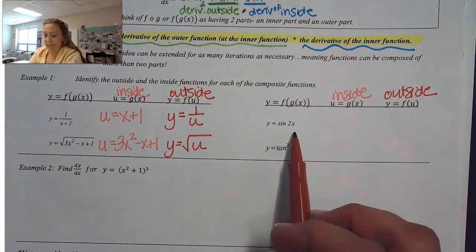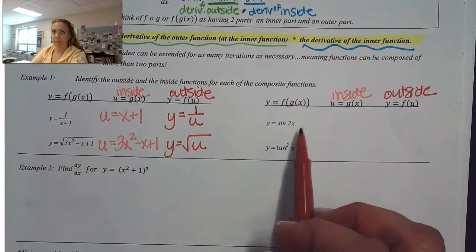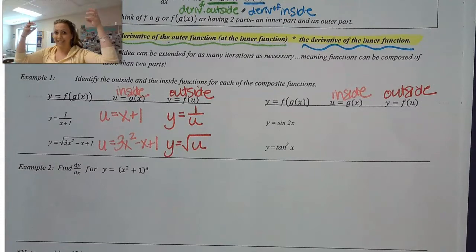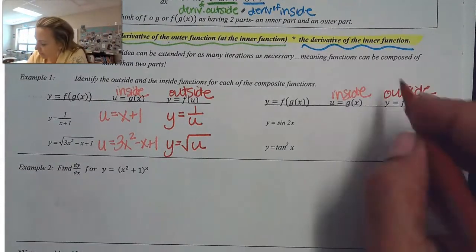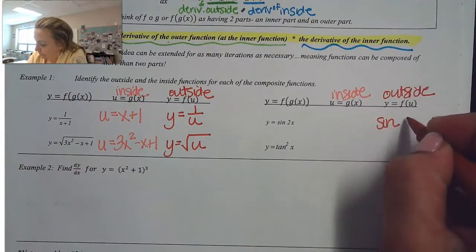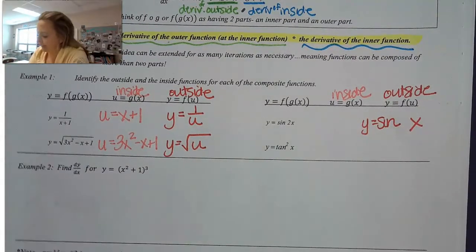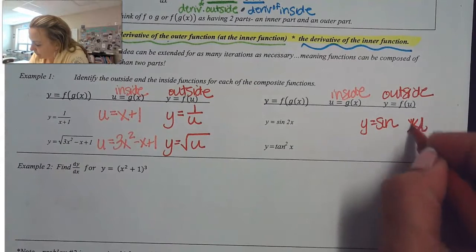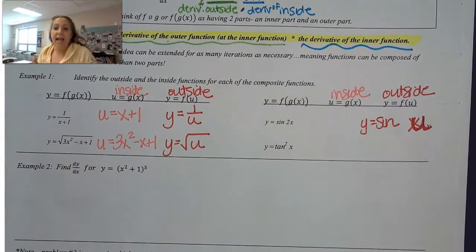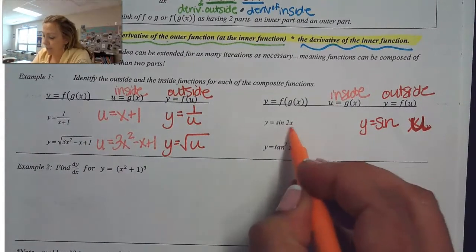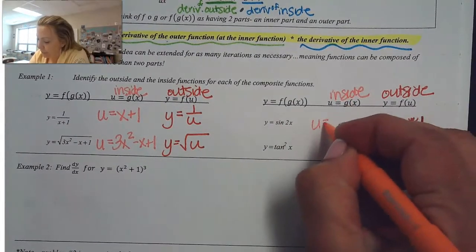Here, y equals the sine of 2x. In general, we're taking the sine of something. So that's our outside function. Oops, y equals the sine of x. Oh, just kidding, the sine of u. Sorry, got excited. And so what is that u? We are taking the sine of 2x.